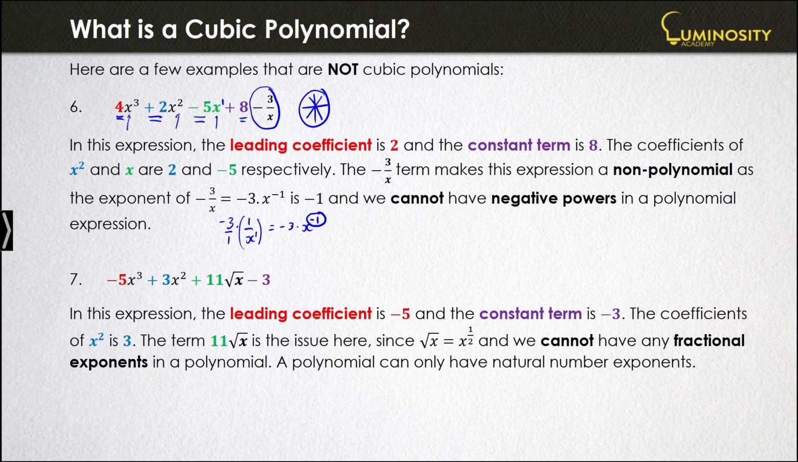What about this one here? Negative 5x cubed, that's the leading coefficient of x cubed. We have 3x squared, so the coefficient is 3, plus 11 root x, not x anymore, but root x, and minus 3. Well, that 11 root x is a problem, because the square root of x can be written as x to the power of a half. Because remember, there's a hidden 1 there as an exponent, and the square root means the power of 2. And by your exponent laws, that is x to the power of 1 divided by 2, so x to the half. And again, we must only have natural number exponents for our powers. So you can't have any fractional exponents in a polynomial either. Therefore, this is not a cubic polynomial.